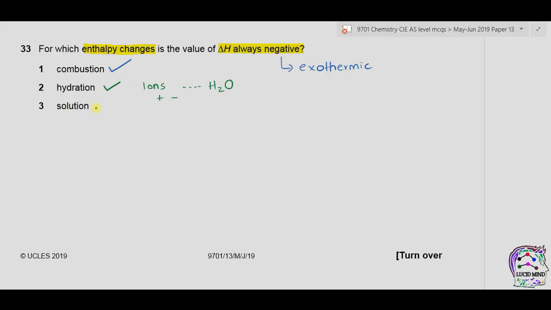Third is the enthalpy of solution. Now enthalpy of solution could be positive or could be negative. It depends on the type of salt that is dissolved in water. For example, if we have calcium chloride, the enthalpy of solution is negative 81.3 kilojoules per mole. So it is exothermic in nature. While if ammonium nitrate is dissolved in water, the enthalpy change is positive. So it is plus 25.7 kilojoules per mole. So it could be positive or negative, therefore it is not always negative. As options 1 and 2 are correct, the answer is therefore B.